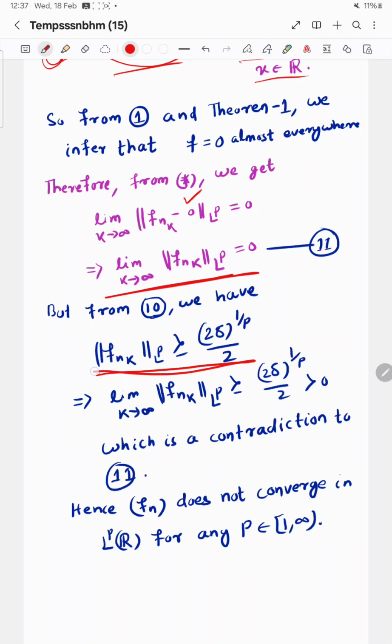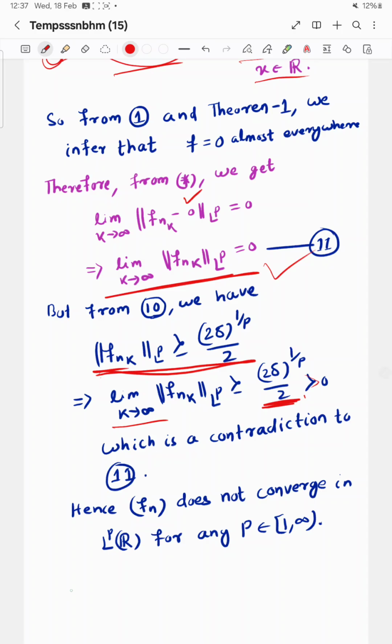Therefore this will also be true for the fnk, because the fnks are nothing but elements from the fn sequence, because it is a subsequence. If you take the limit, then this limit will be greater than or equal to this positive quantity, and it is strictly greater than 0. But in equation 11 it is saying that it is equal to 0. So these two things contradict each other, and we are getting a contradiction because we assumed that fn converges to f in the LP space for some p.